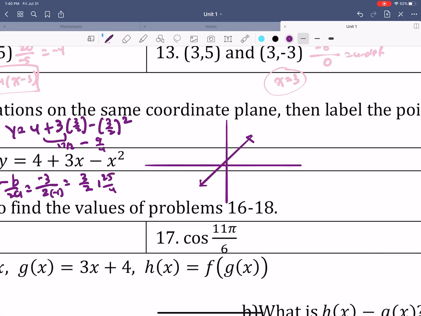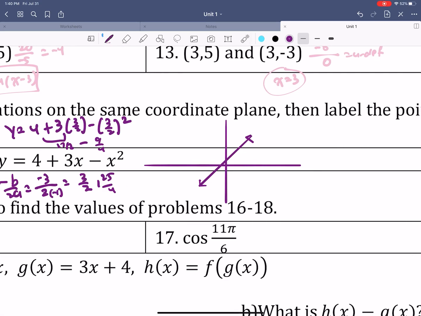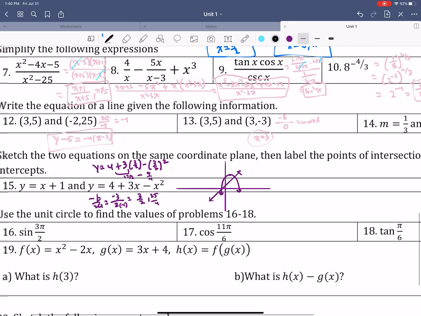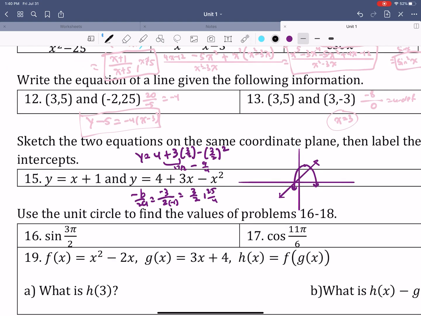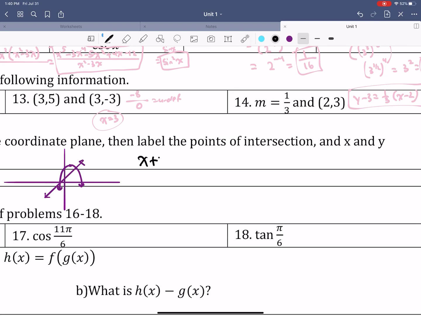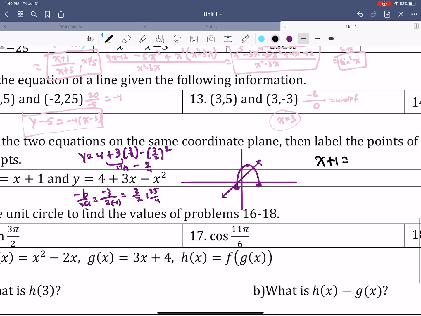Okay. So if I graph the vertex, it's probably good. I'm just going to guess. It's about here. A value is negative, so it's going to open downwards. Probably something like that. Let's solve, because we have to find the intersection points. And when you find the intersection points, you just solve your system of equations. I do see a substitution opportunity. So I'm going to have x plus 1 is equal to 4 plus 3x minus x squared.